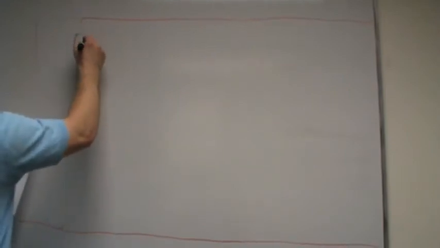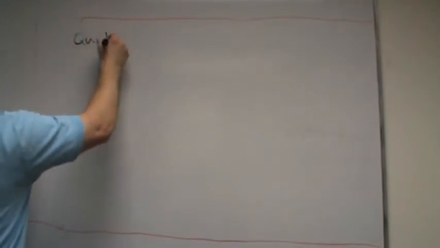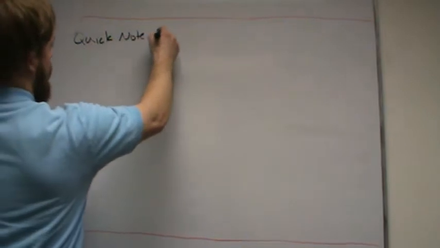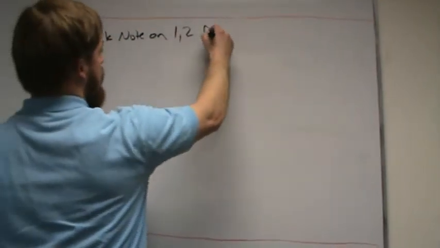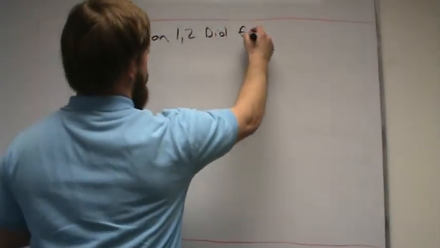Okay, almost done with the chapter. Got just a few more quick points to hit, okay? So the first one is a quick note on 1,2 diol formation.